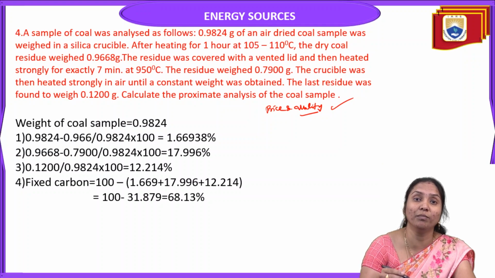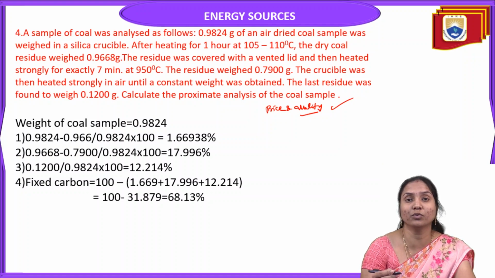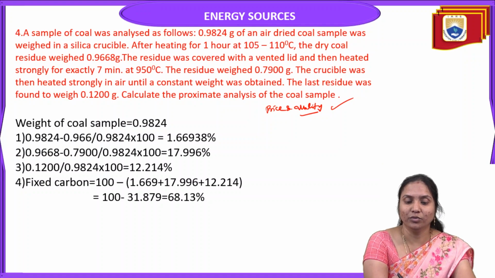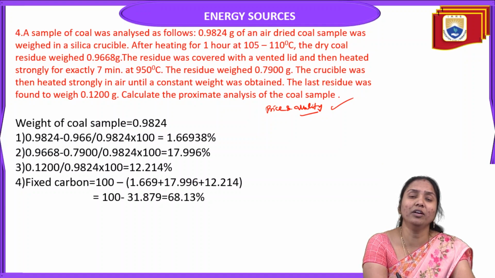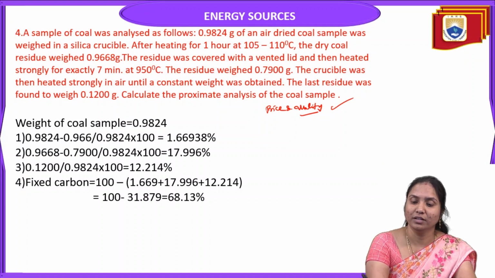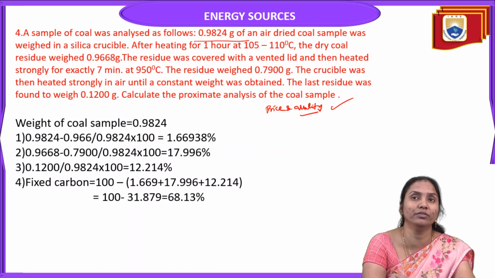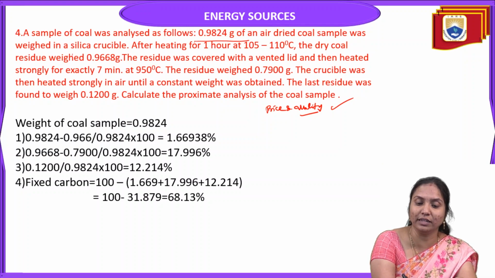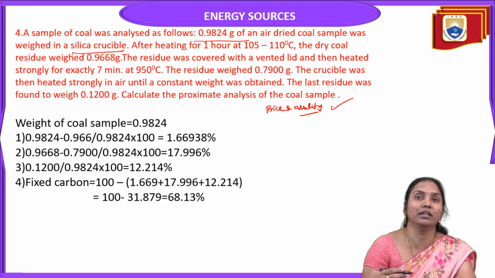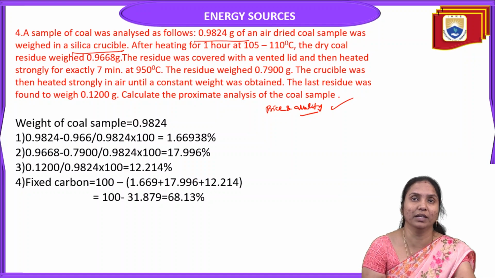Now I'll discuss problems based on proximate analysis, and how we can determine the moisture content, volatile matter, ash content and fixed carbon present in the coal sample. So what is the problem given here? A sample of coal was analyzed as follows. 0.9824 grams of an air-dried coal sample was weighed in a silica crucible.